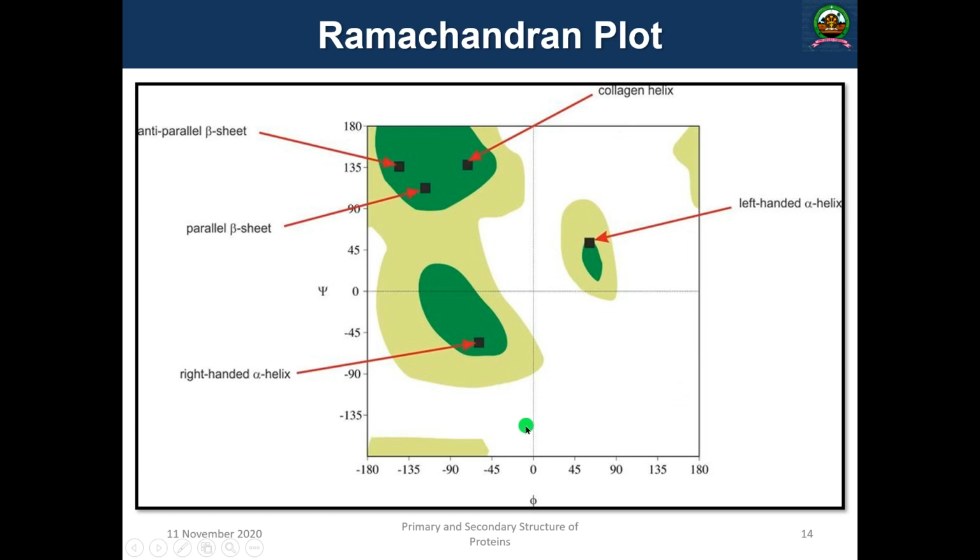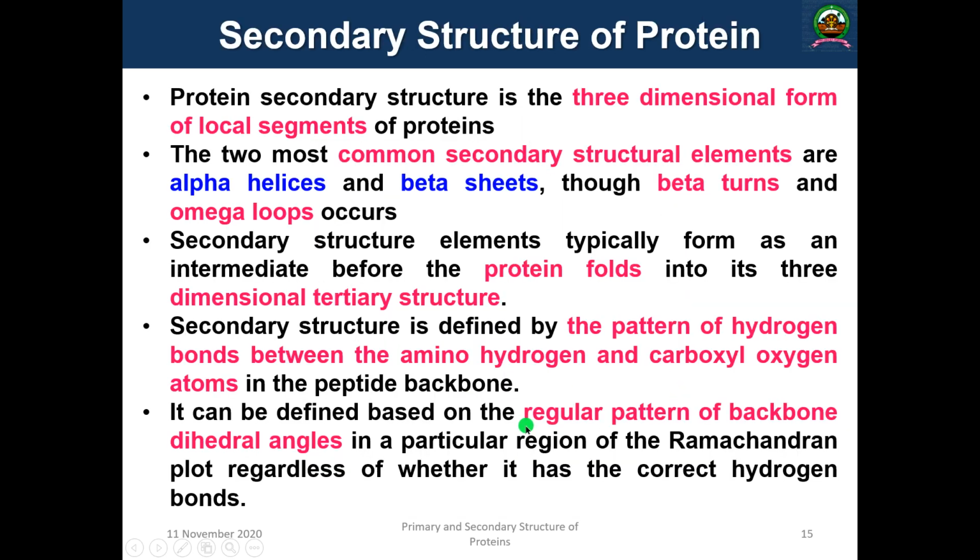So this is the greatest contribution of an Indian scientist. Then this is all about the primary structure. Then the next one is the secondary structure of the protein. The protein secondary structure is a three-dimensional form of the local conformation of the protein. This is the most important structural part of the protein in order to perform the function.